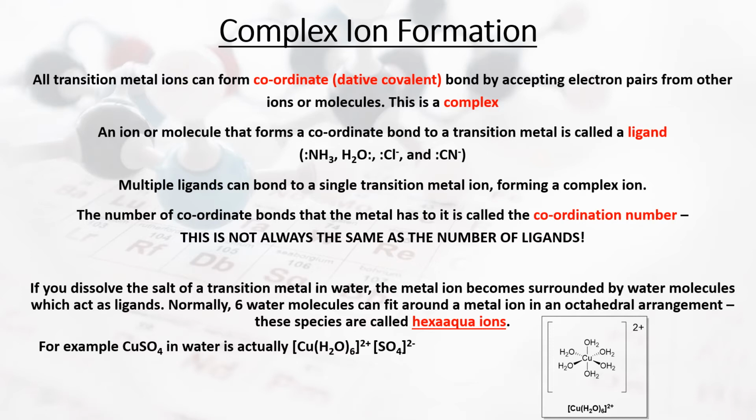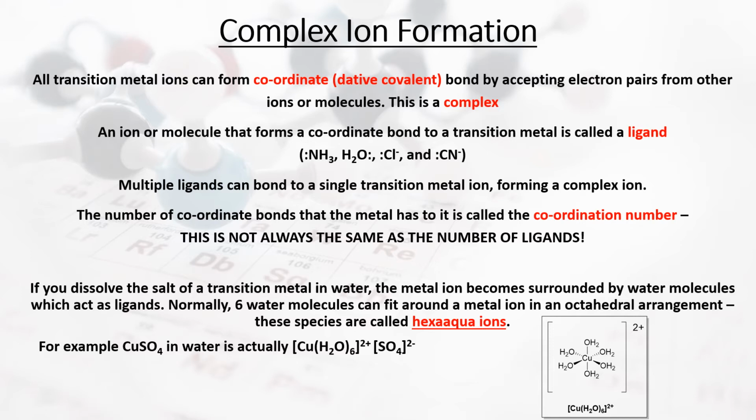So all transition metal ions can form these coordinate dative covalent bonds by accepting electron pairs from other ions and molecules. Remember, a coordinate dative covalent bond is where, rather than a normal covalent bond with both partners sharing one electron, one partner is electron deficient and the other is electron rich, and so shares both of its electrons. So our metal, having empty d orbitals, is essentially electron poor, and it can accept electron pairs from other ions or molecules and create these dative covalent bonds.